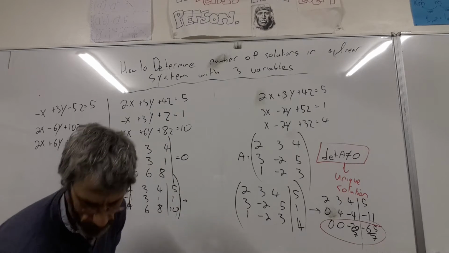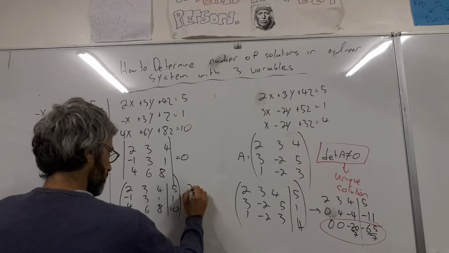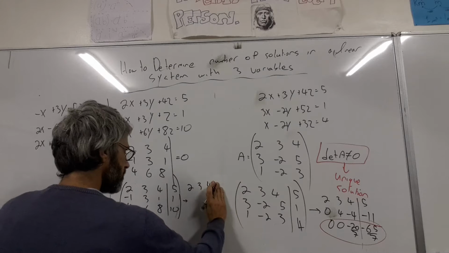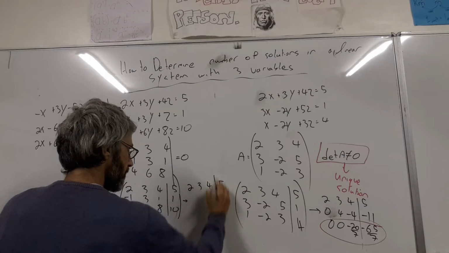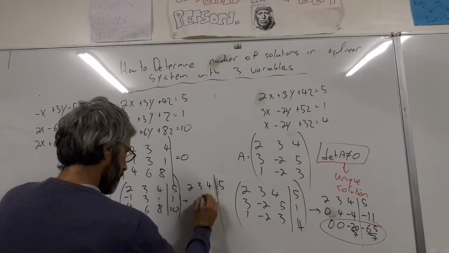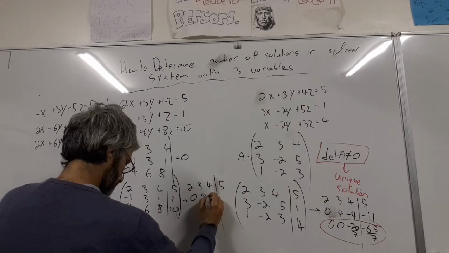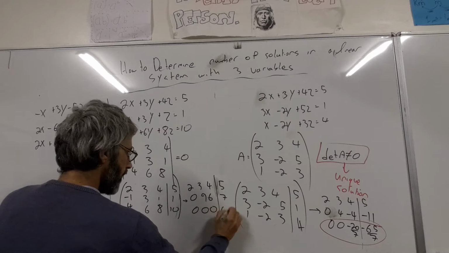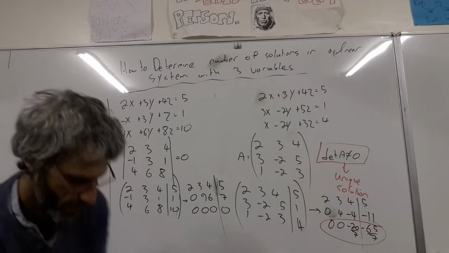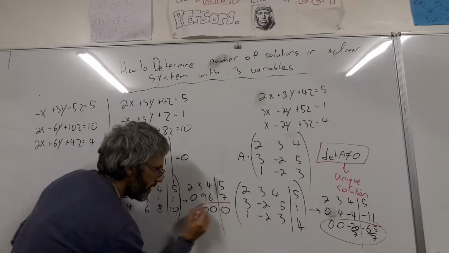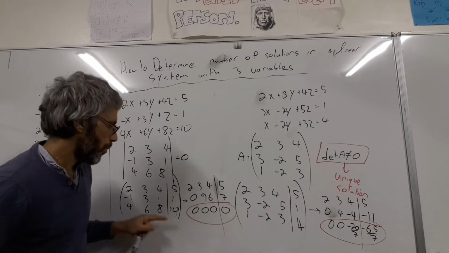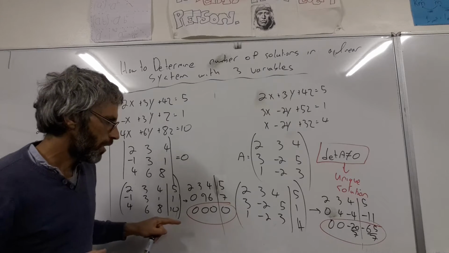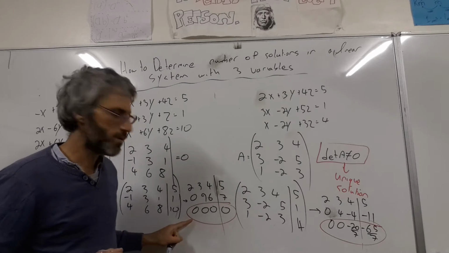And what I've got after all that work, which took a while, 2, 3, 4, 5. I got 0, 9, 6, 7, and then I've got this. Okay, that's what I want to look at. So when I start reducing the rows, I end up having a row of 0.